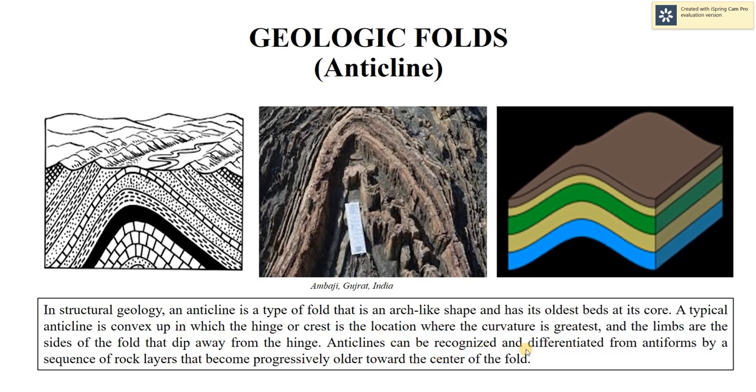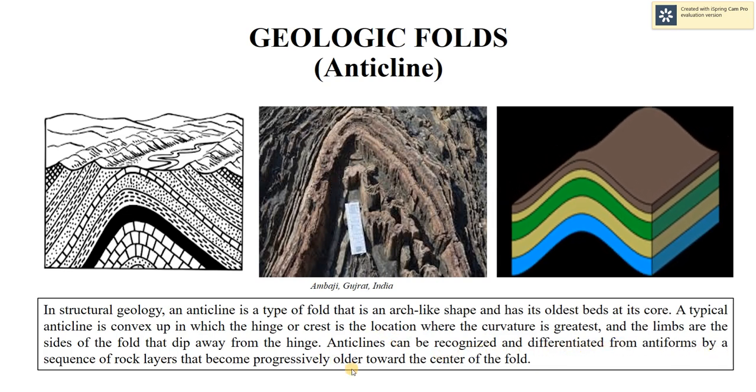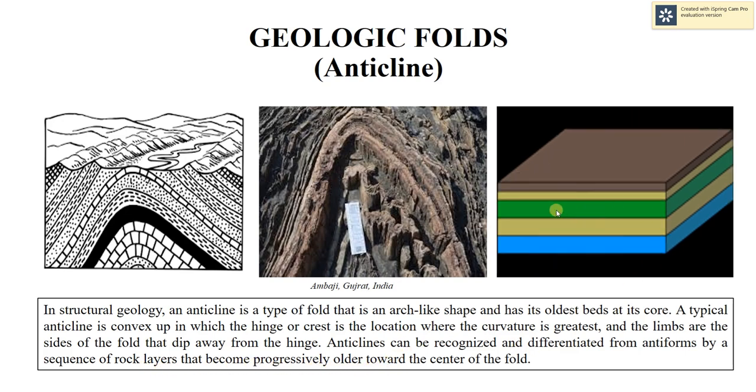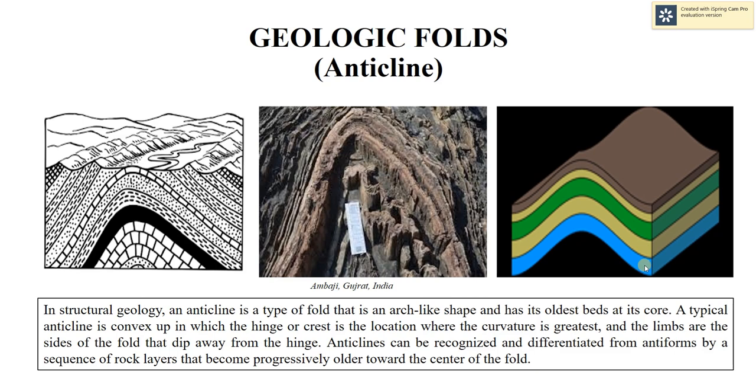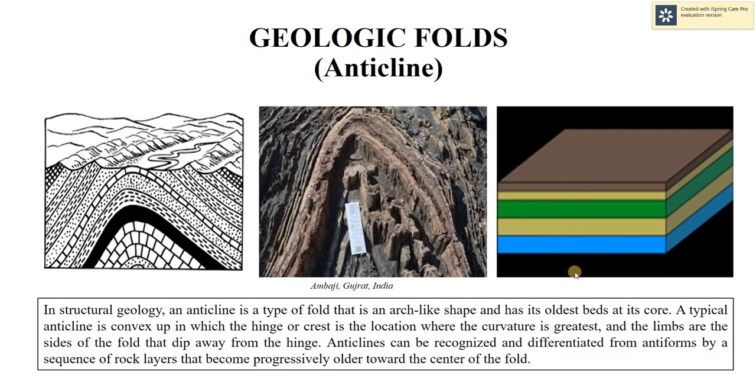An anticline can be recognized and differentiated from antiforms by the sequence of the rock layers, which become progressively older towards the center of the fold. So whenever we see any anticline fold, you can always understand the core is the oldest bed. Even when you take out this core, you will get this. This was the oldest bed.